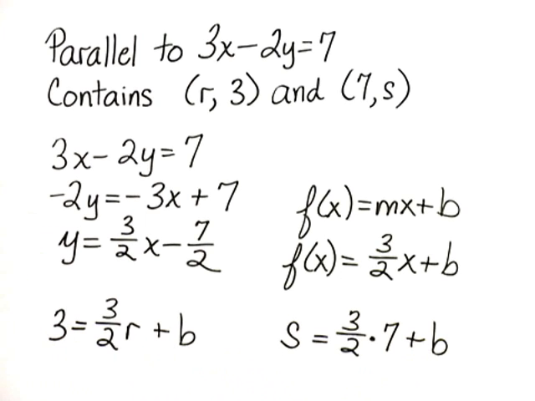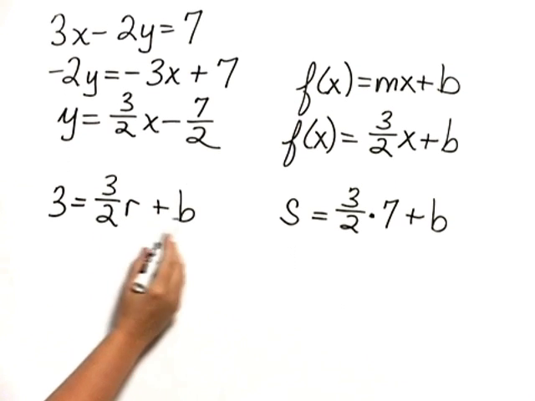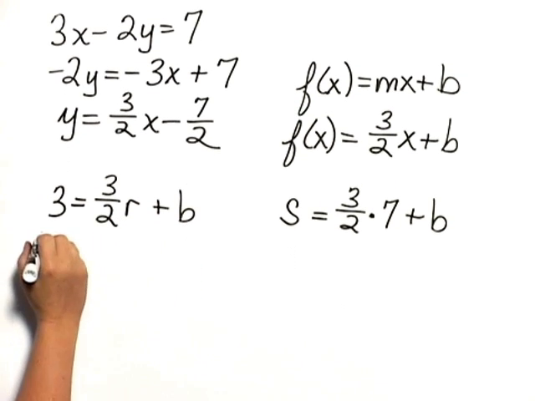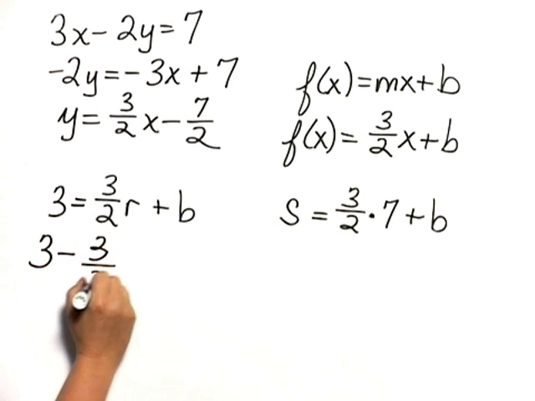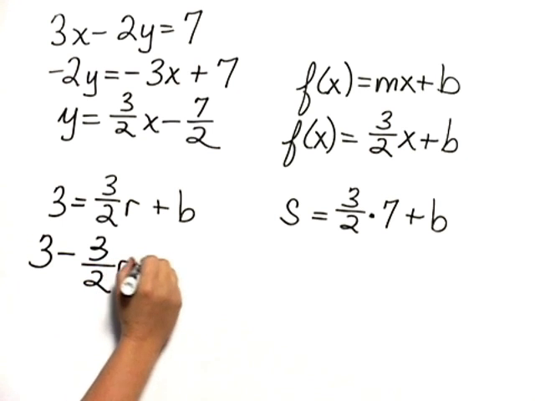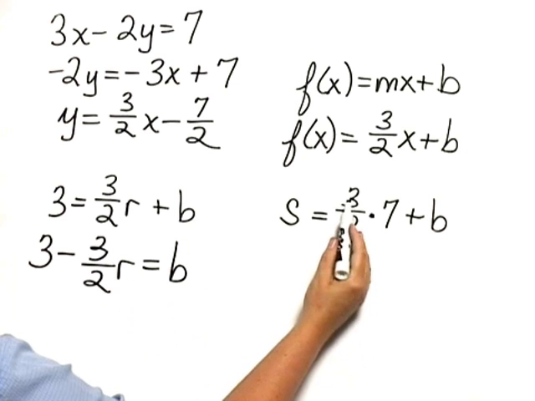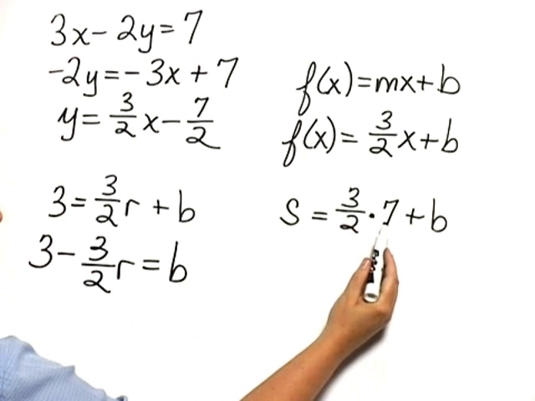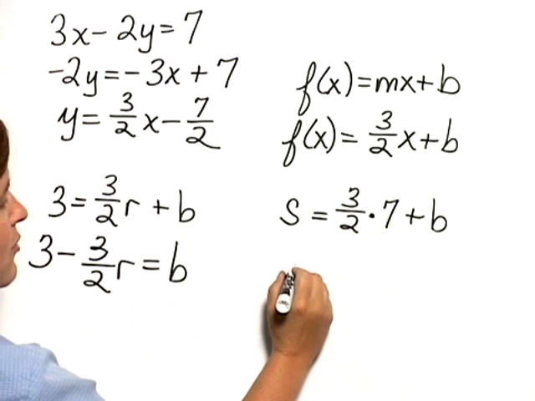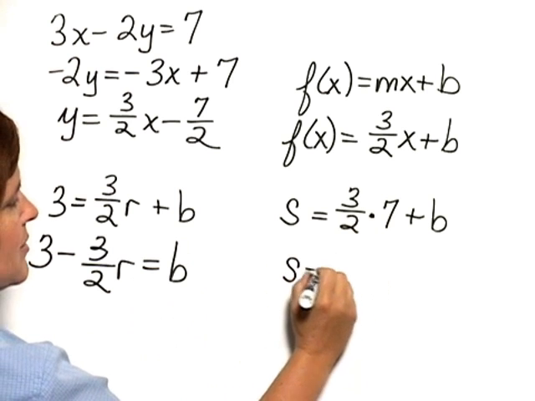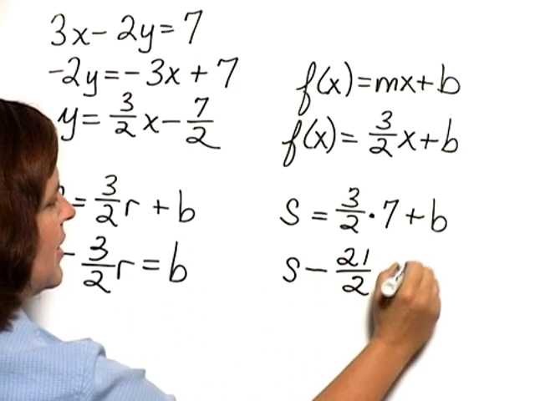Let's solve for b in both of these equations. Here, if we subtract 3/2 r, we'll solve for b. So we have 3 minus 3/2 r equals b. And over here, if we subtract 3/2 times 7, well, that would be 21/2. Subtract that from both sides, and we would solve for b. We would have s minus 21/2 equals b.